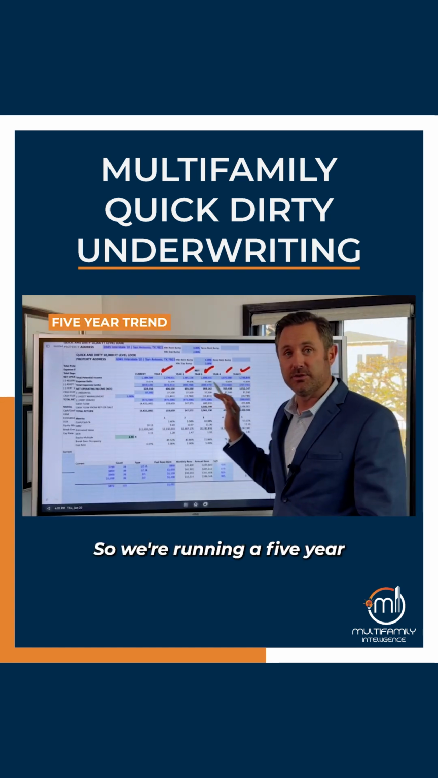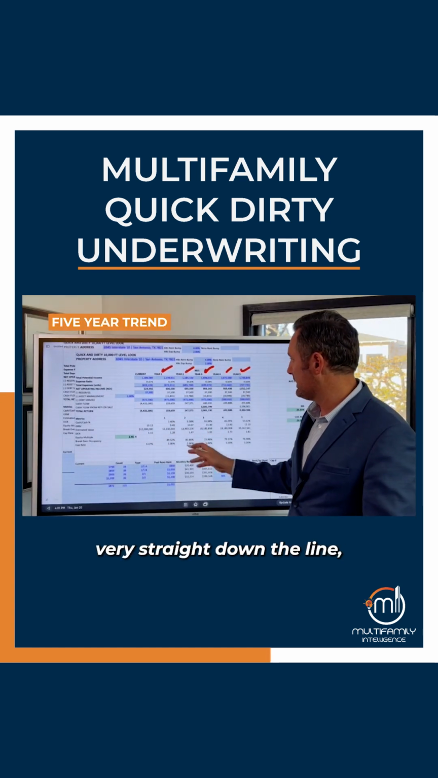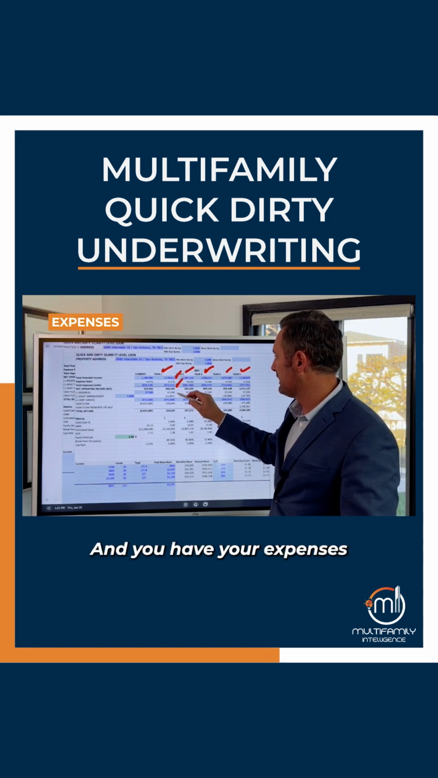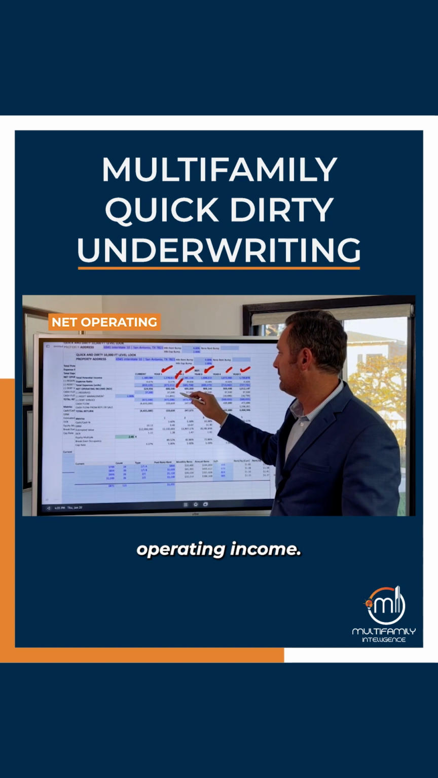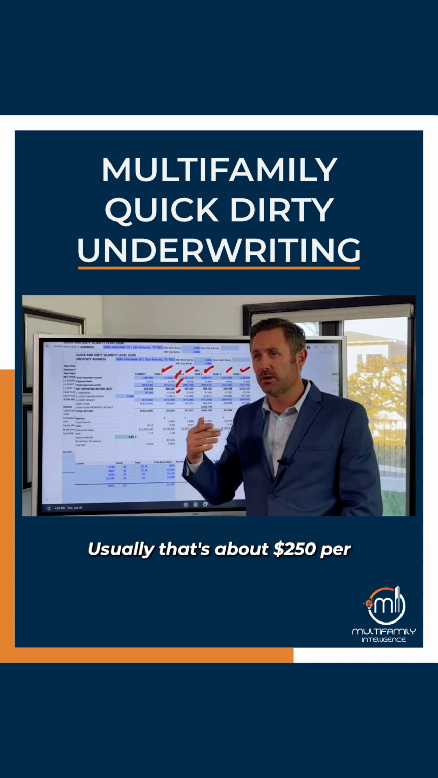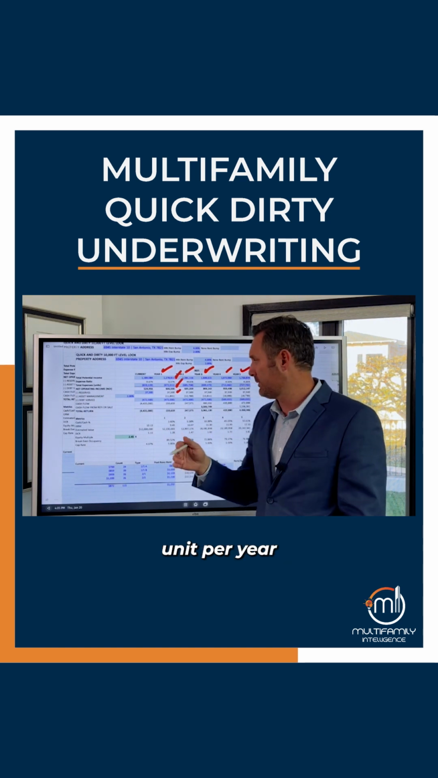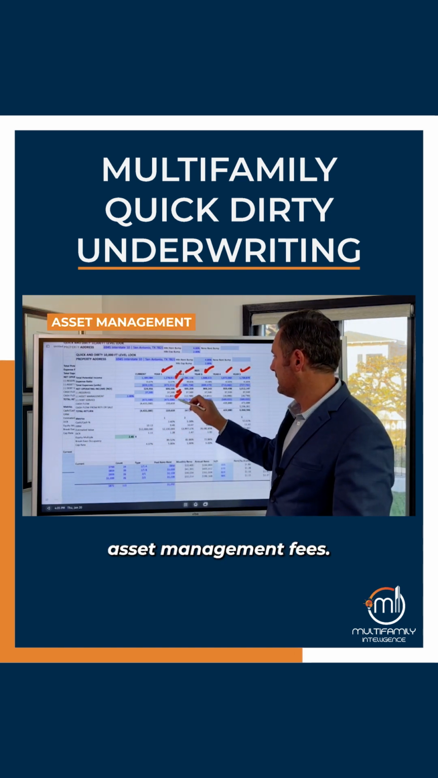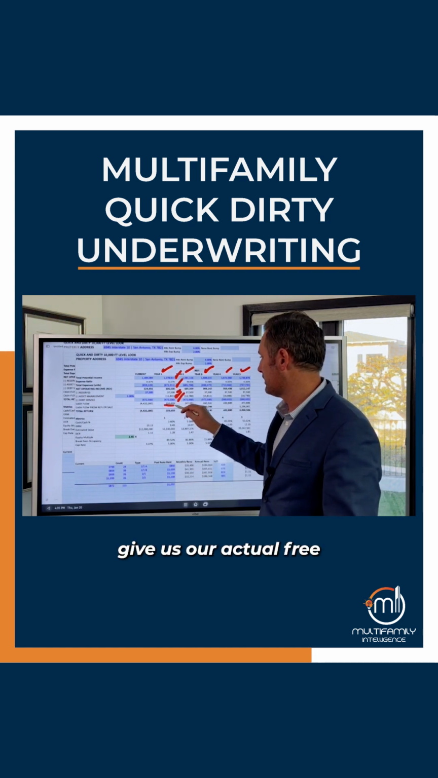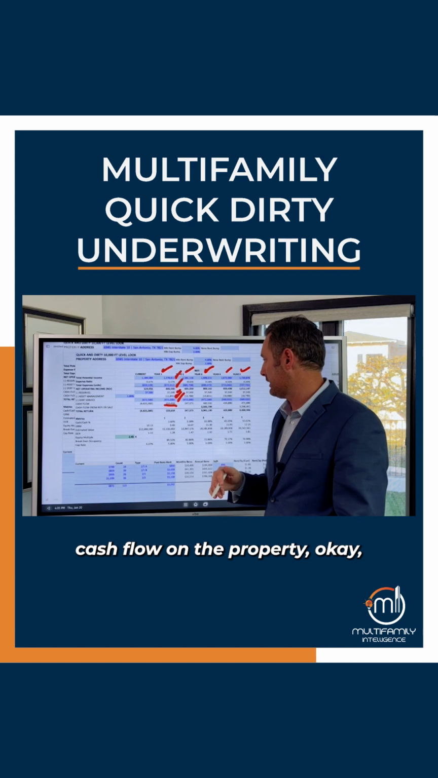So we're running a five-year trend, straight down the line, and we're looking at total potential income. Then you have your expenses, which gets you your net operating income. We take in some reserves for the property, usually about $250 per unit per year, so that comes in here. Then asset management fees, and then we look at our debt service. That gets us our actual free cash flow on the property.